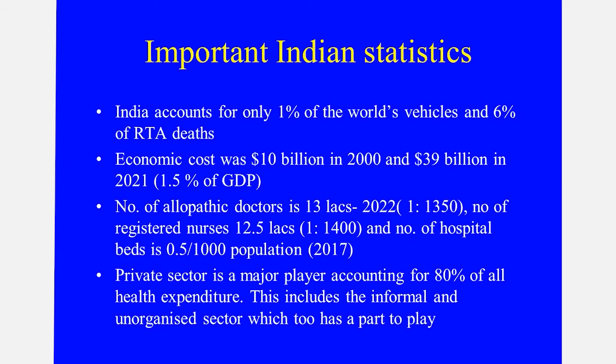The number of allopathic doctors, allopathic means Western trained doctors, is about 1.3 million. That was the figure in 2022. That works out to about 1 physician for 1350 patients. Registered nurses are about the same, 1 in 1400. And the number of hospital beds available is about 0.5 per 1,000 population. So these figures, some of them have been improving. I will show you the comparison charts.